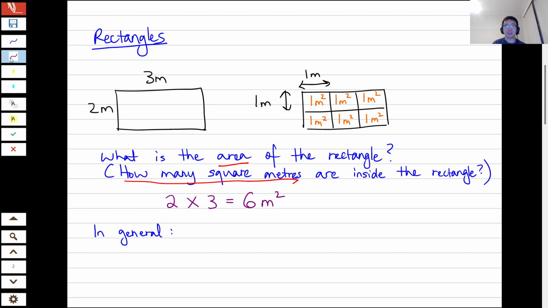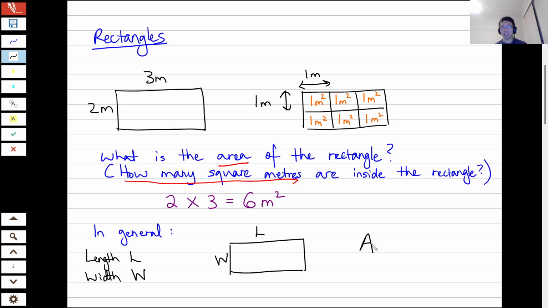In general, if I have a rectangle with length L, L tends to refer to the longer side, and width W, which tends to refer to the shorter side, then the area, often denoted by the symbol capital A, is given by length L multiplied by width, or length times width.